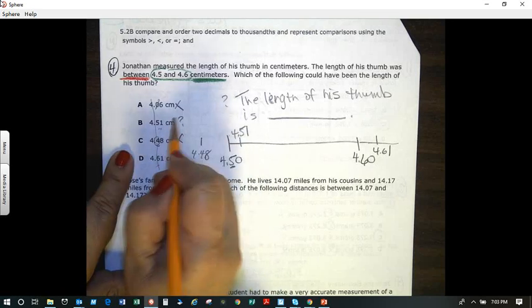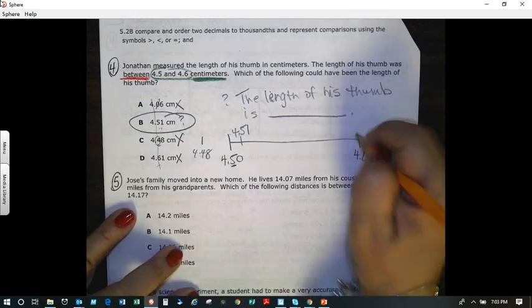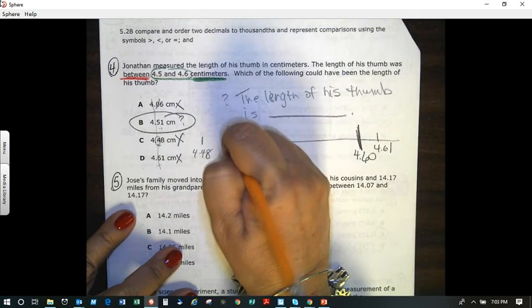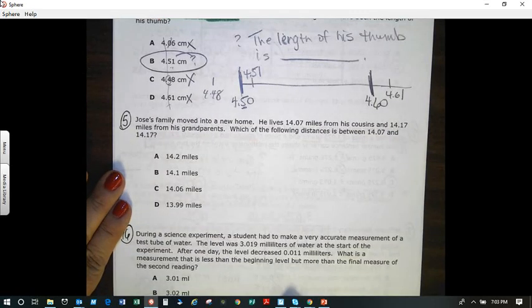The answer that will work is this one here. So create yourself a number line and then place that on a number line so you can tell what goes in between.